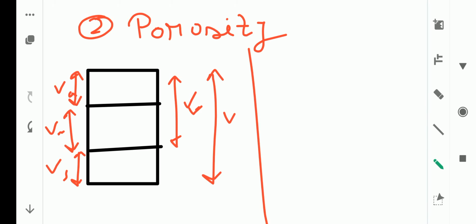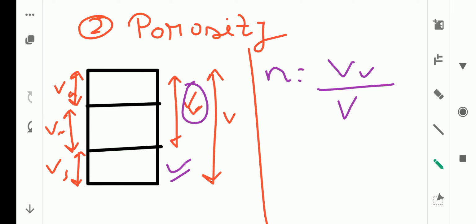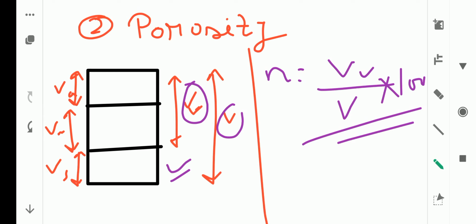So how do we define porosity? It is denoted by letter n, right? n is equal to volume of voids to the total volume. Now see, in case of void ratio, it was volume of voids to the volume of solids, but in case of porosity, it is volume of voids to total volume, right? And you can multiply it by 100 so that you can get it in percentage, right?